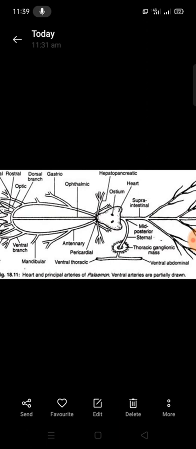First one is the median ophthalmic artery. It starts from the apex of the heart anteriorly. It is only one artery; it is not coupled or not paired. It runs forward towards the head and joins with the circumcephalic artery.